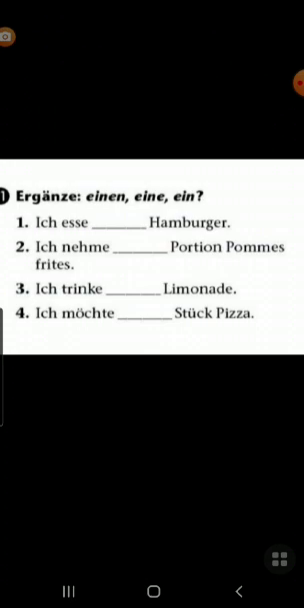Here, ein Stück Pizza. You see, pizza is feminine, but the word Stück is neutral. So you will add it because the blank is before Stück, so the gender of the Stück will be taken and not pizza. I will not tell you the answer.